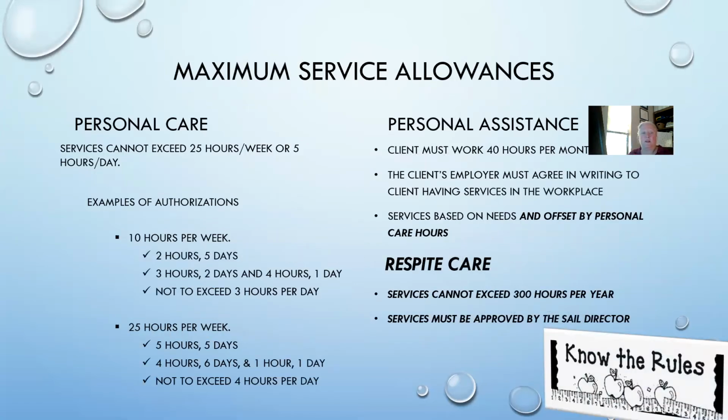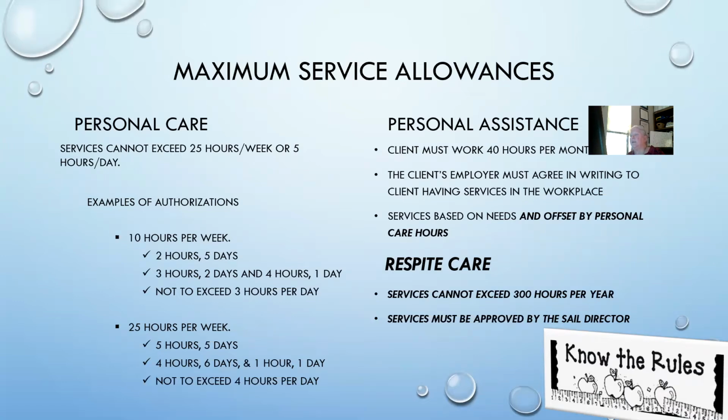Maximum service allowances for personal cares. Services cannot exceed 25 hours a week or 5 hours a day. Some examples of this would be if somebody has 10 hours per week, maybe they get 2 hours a day for 5 days a week. Maybe they get 3 hours a day for 2 days and 4 hours for a third day. So that would add up to 10.